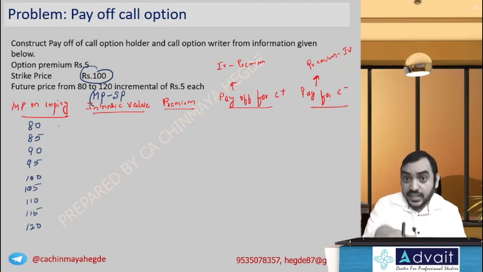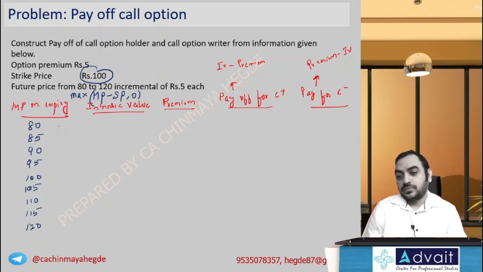The holder, knowing it is a loss, will not exercise it. He already paid a premium for it, so he will not incur this loss again. Therefore, if you write a formula in Excel, it is maximum of market price minus strike price, comma 0. It will not go below 0. So at market price 80, the option is not exercised, so intrinsic value becomes 0. So for 80 minus 100, don't blindly write minus 20 like an Excel or a math calculator.